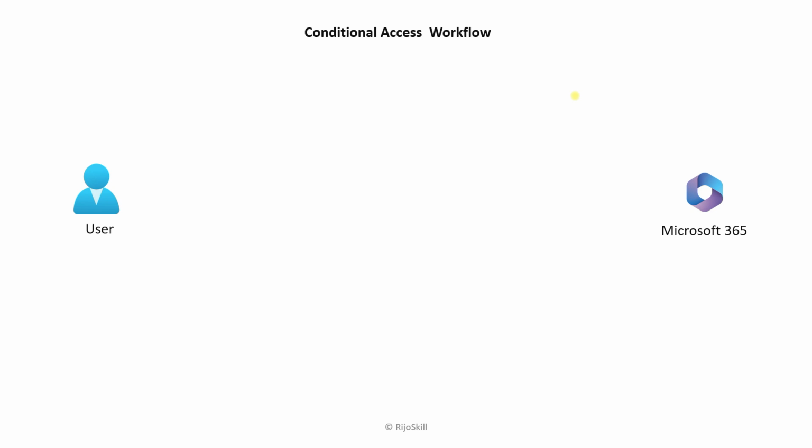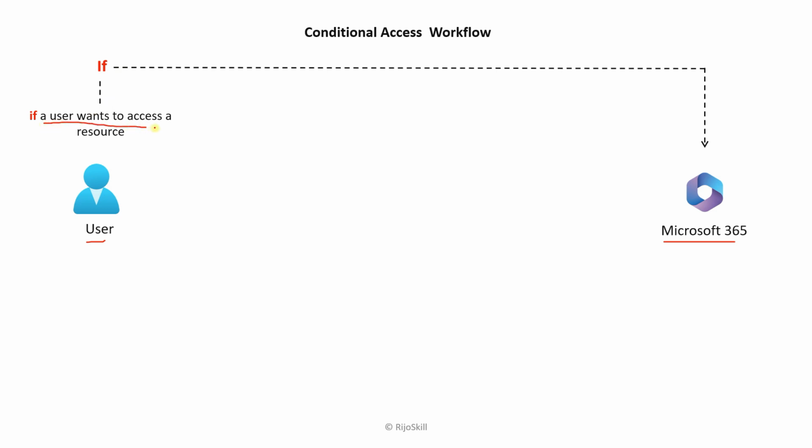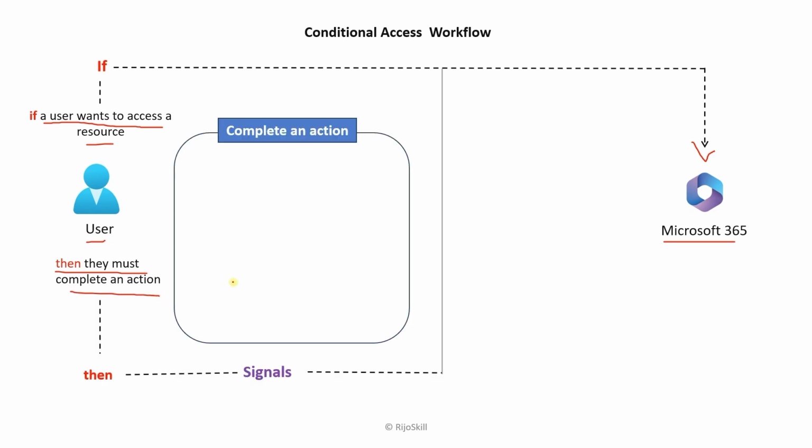What does Conditional Access workflow mean? I will give you a small diagrammatic representation so you can easily understand. Here you can see one user needs to access the corporate resource, Microsoft 365. What if the user wants to access the resource? The user needs to access the corporate resource from Office 365. Then they must complete some actions. That is called Conditional Access policy. Here you can see they must meet some actions. Actions mean signals.